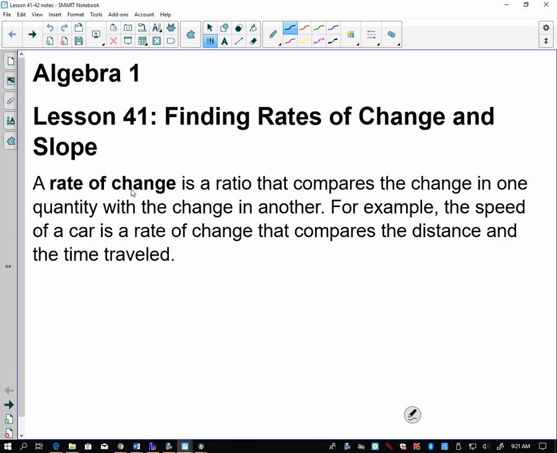All right, there is a set rate, which is dollars per gallon, but as the gallons change, so does my total cost change. Okay, so that's a change. For example, the speed of a car is a rate of change that compares the distance and the time traveled. Okay, increase my speed, decrease my time, right? Okay, so we're going to look at that in relation to slope here in a little bit.